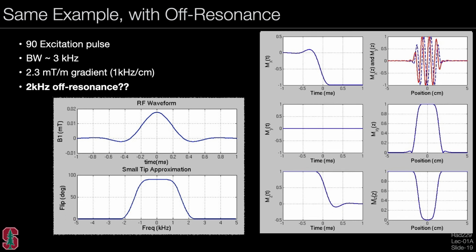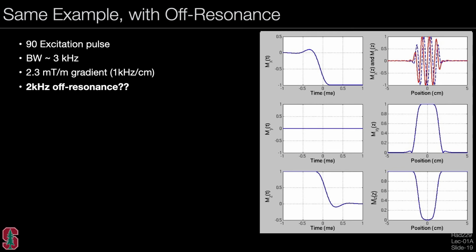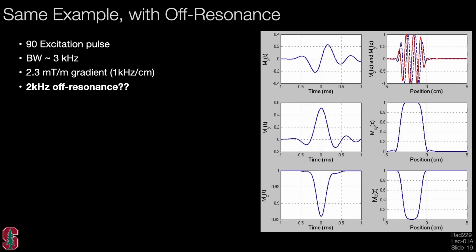So if the gradient gives us 1 kilohertz per centimeter, it seems reasonable to believe that 2 kilohertz of off resonance will give us a 2 centimeter shift in this profile. So if we look at this example here, this was our initial plot of the magnetization over time and the profiles as a function of position on the right. If we have off resonance, you'll see that indeed we've shifted this profile by exactly 2 centimeters.